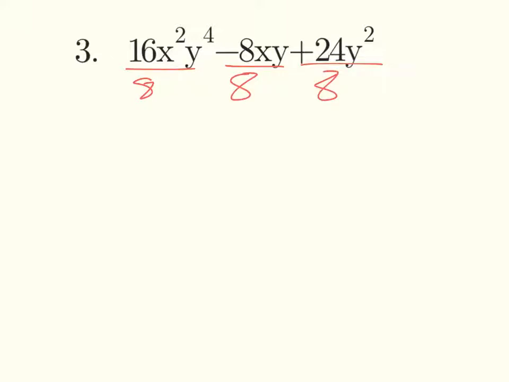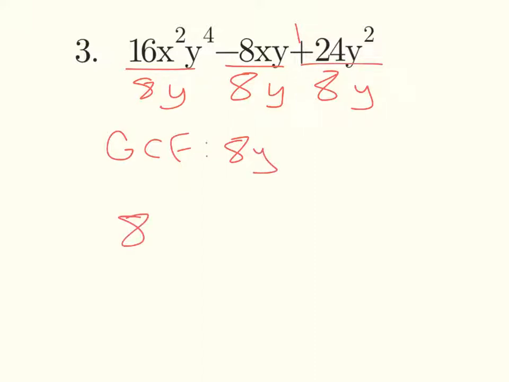What else do they have? Well, variable-wise, I see that they all have a y in there. If I put a 1 there, I know it's y to the first. So I'm going to also take a y out. So that's my GCF again. What I divide out of all, that's 8y. So my factored form is 8y.